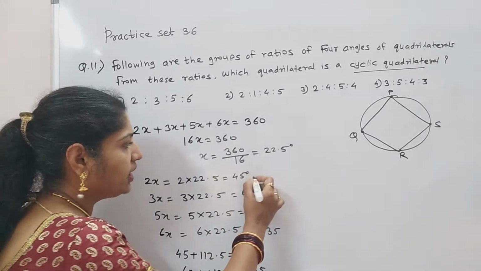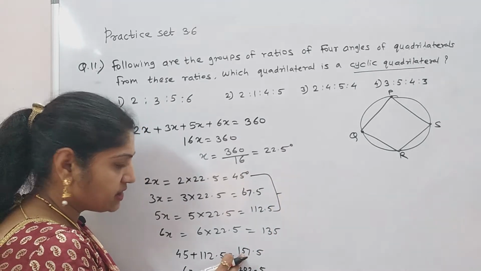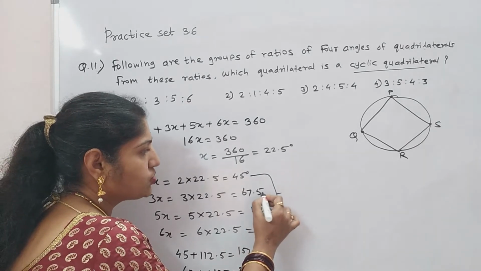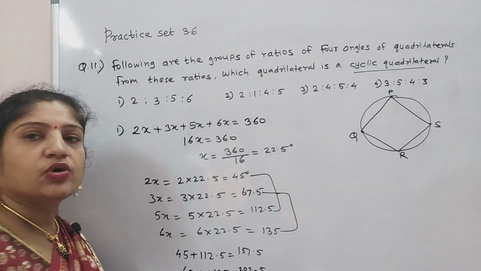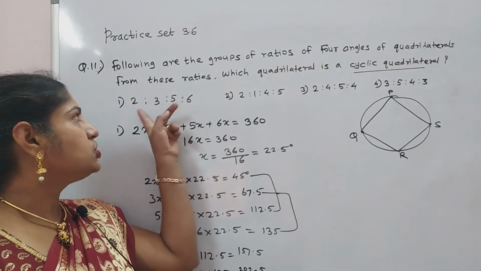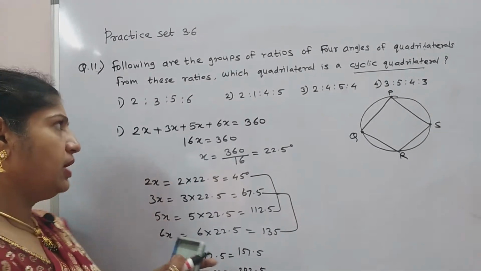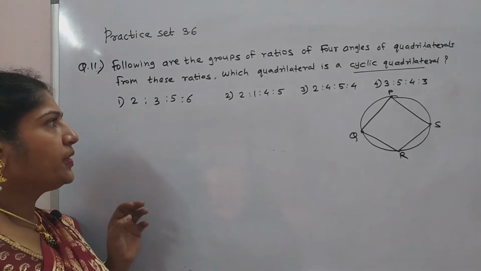Now the sum of the alternate angles must be 180. But here the sum is 157.5. The sum of these two angles is 202.5. So opposite angles are not supplementary. So this option is wrong. This is not a cyclic quadrilateral. Now check the second option.